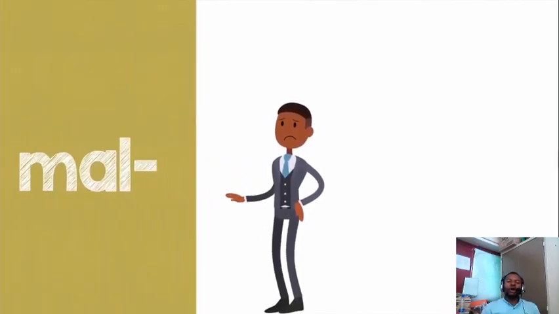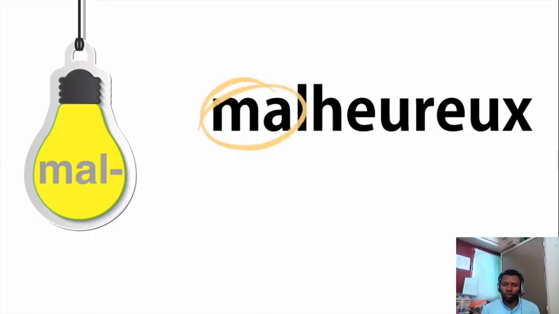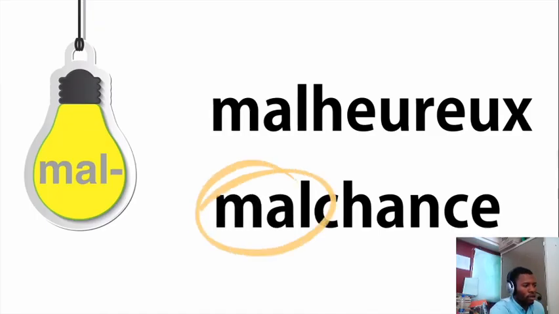Perfect. Okay. Alors, the word mal. We have the prefix mal, which changes the word into the contrary. For example, heureux, we say malheureux. Okay. Heureux, malheureux. For example, chance, it becomes malchance. That means lack of luck, bad luck.